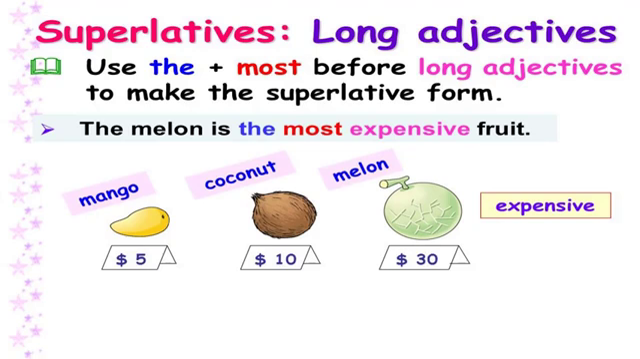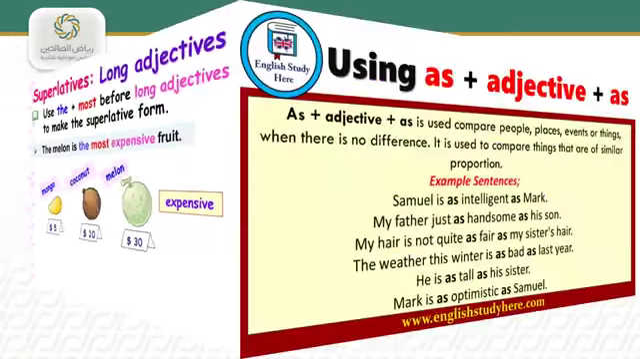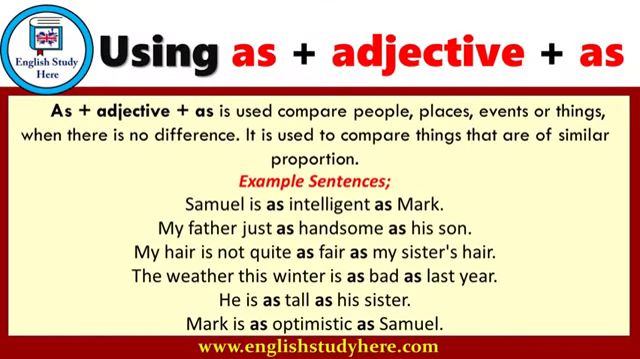Superlatives of long adjectives: we use the word the and most before the long adjective to make the superlative form. The melon is the most expensive fruit. Expensive is a long adjective. It consists of more than two syllables, so we add the most before it. And we can say the least as well for mango.